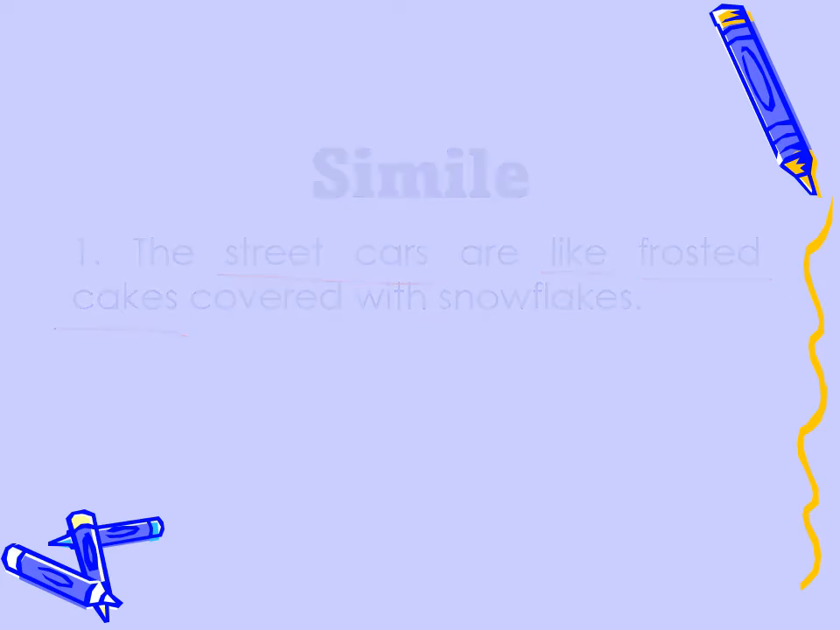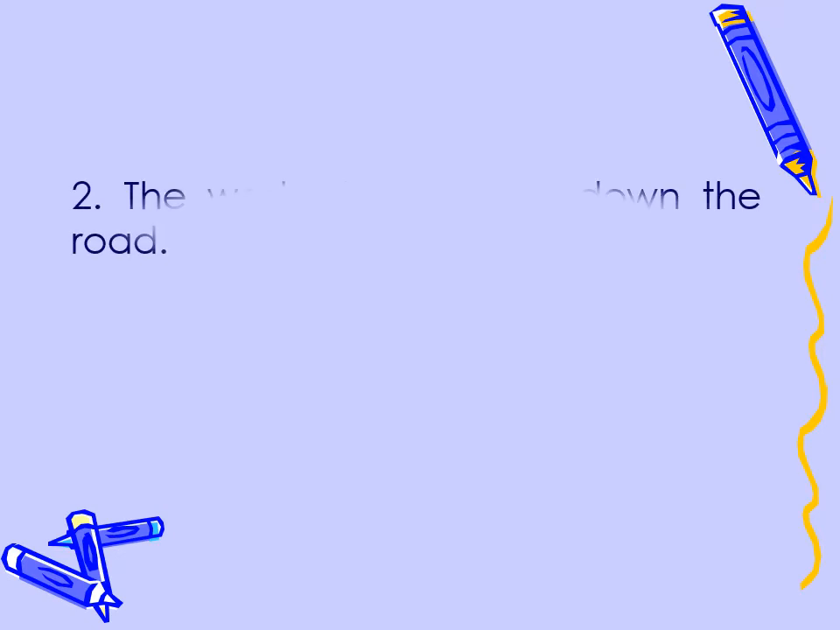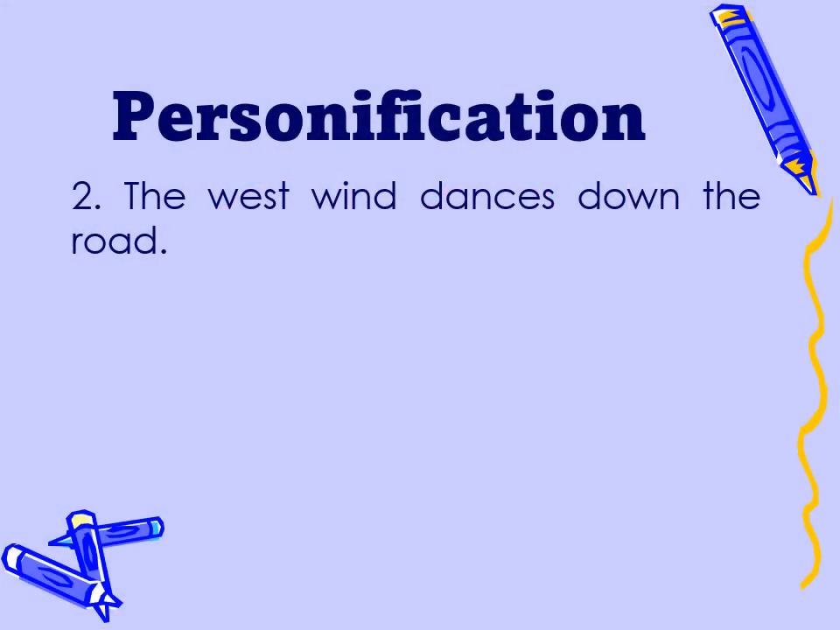Next. The west wind dances down the road. So what figure of speech, or figurative language, is this? In three, two, one, go. So the answer is personification. Exactly. All right. So what human characteristics can we see in this sentence? Right, dances.